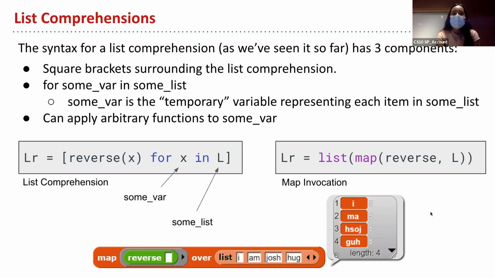Okay, yeah, so the syntax for list comprehensions, as we've seen so far, has three components. It has the square brackets surrounding the list comprehension. It has this for thing, so for some variable in some list. And again, these are just temporary variables, and these are just placeholders, so it can be whatever you decide to call it. But whatever you put here is going to be representing each item in whatever is here. And we can apply any arbitrary function over here to our values one by one. Does that make sense? Okay.